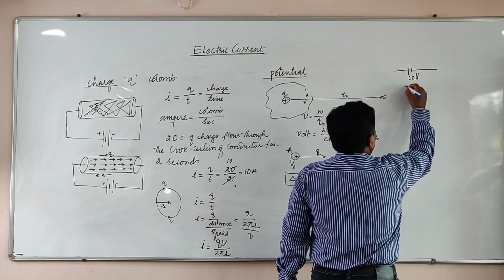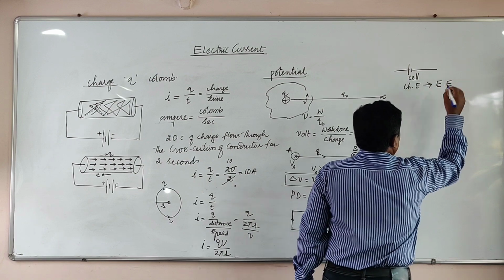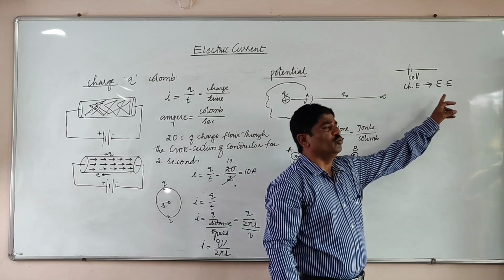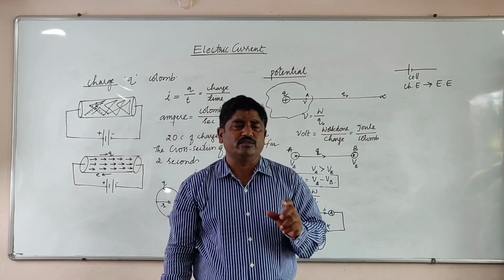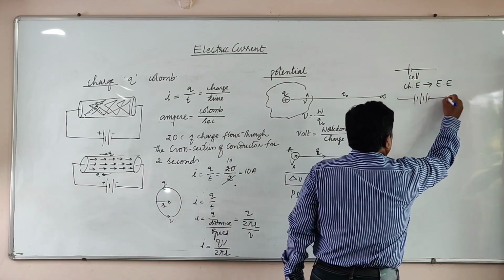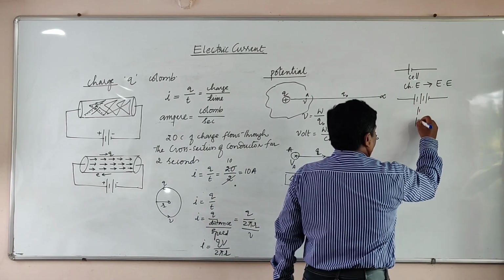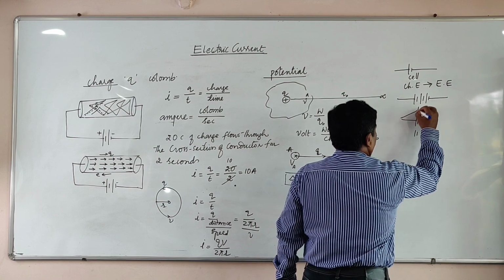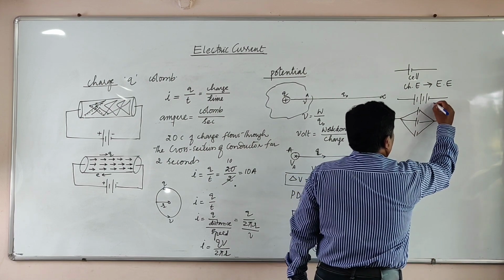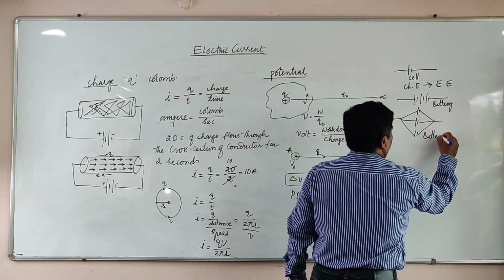What does it mean, cell? The chemical energy is converted into electrical energy. The device in which chemical energy is converted into electrical energy is called the cell. When these cells are connected in the form of a group, in series or parallel, the group of cells is known as a battery. This is a battery with cells in series and this is a battery with cells in parallel.